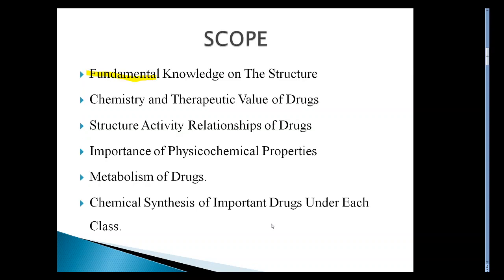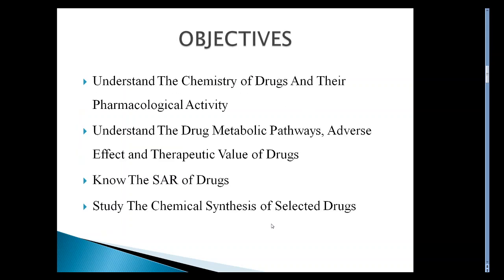So when we study pharmaceutical medicinal chemistry, we should know the particular structure, chemical and therapeutic values of drugs, SAR of particular drugs, importance of physical and chemical properties and metabolism of drugs, ADME, and specifically synthesis of some important drugs under each class and each category of specific drugs will be covered in the form of scope. Secondly, we will cover the objective of pharmaceutical medicinal chemistry.